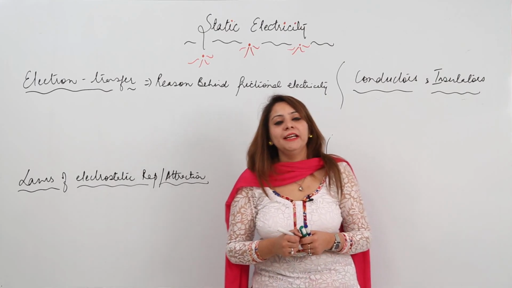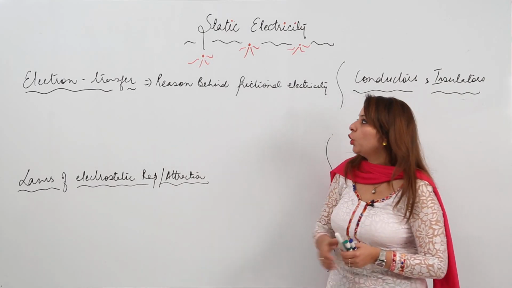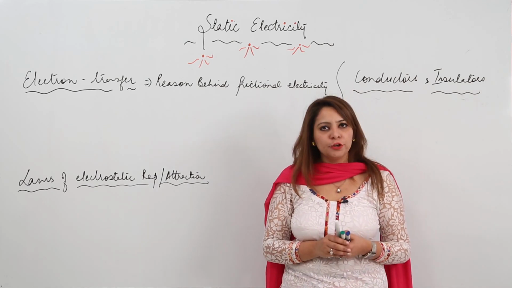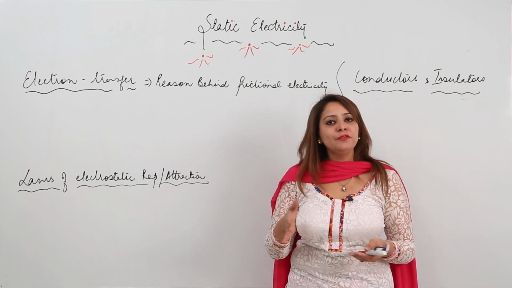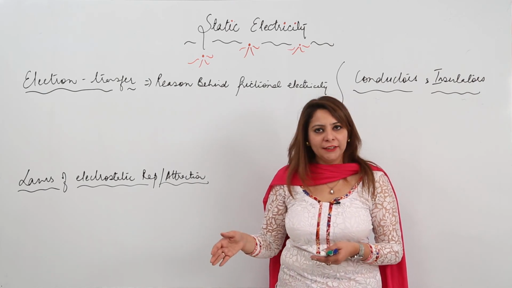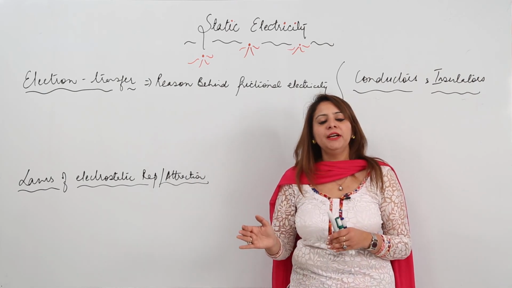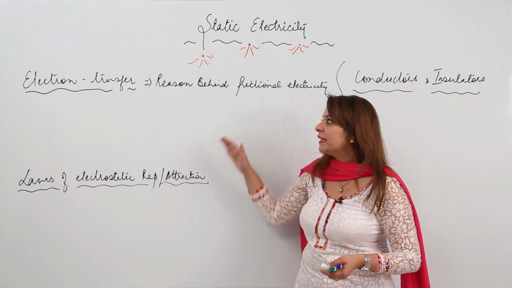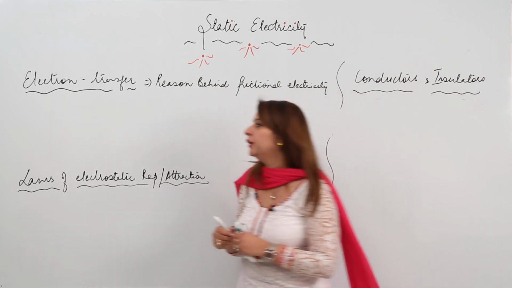Now we are going to study the main cause behind frictional electricity. As you already know about the nature of matter, I have told you that there are free electrons which can actually transfer, and that transfer of electrons can make a body charged. So we will see here how the electron transfer occurs.